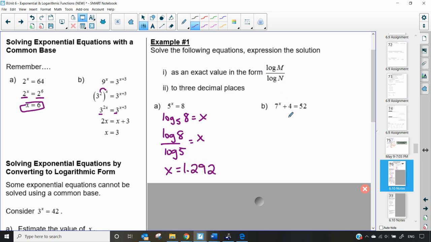1.292. For the second equation, we have 7 to the x plus 4 equals 52. Well, our first step is to subtract 4 from both sides.